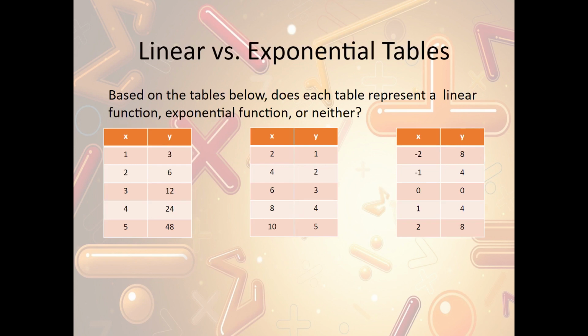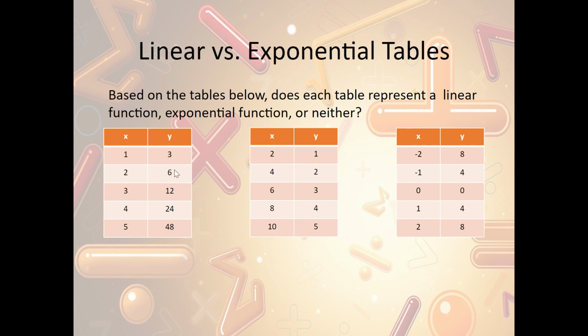So the question says, based on the table below, does each table represent a linear function, exponential function, or neither? Well, if we look at this one, we have 1, 2, 3, 4, 5. So this one's consistent and going up by 1. So it could be either linear or exponential at this point. Then we have 3, 6, 12, 24, 48. Well, 3 plus 3 is 6. 6 plus 3 is not 12, so it's not linear.